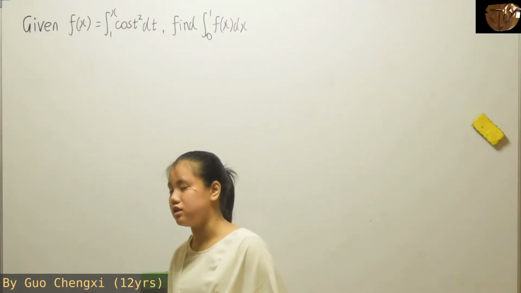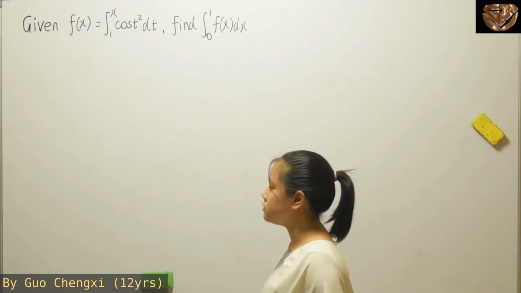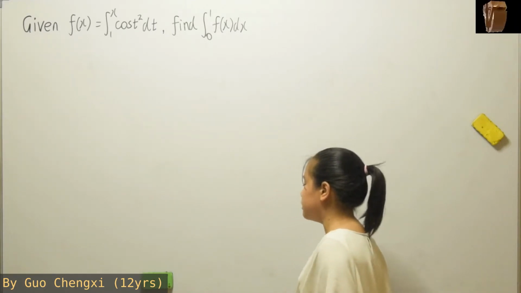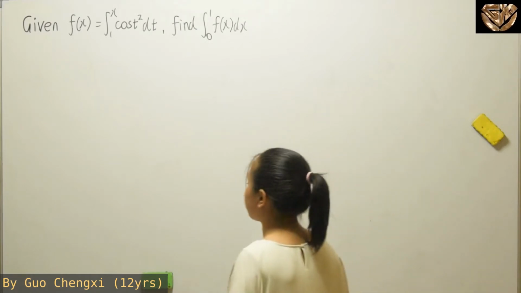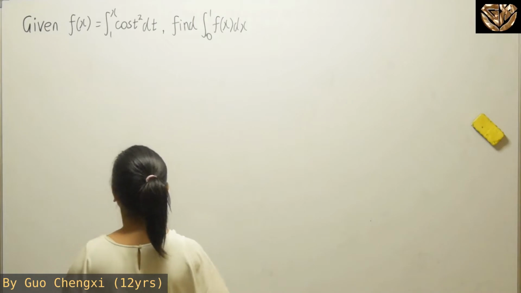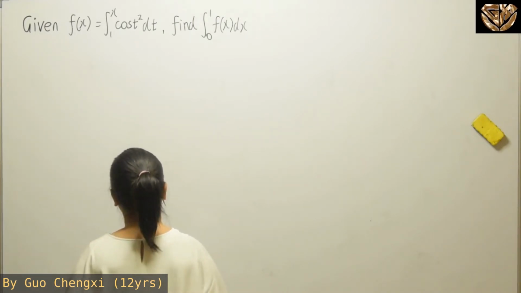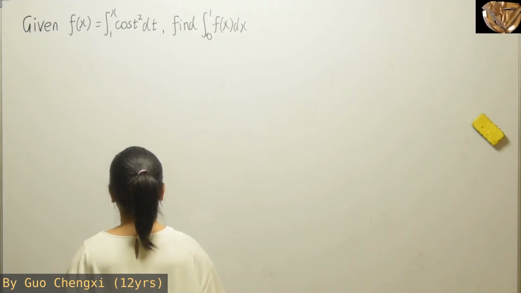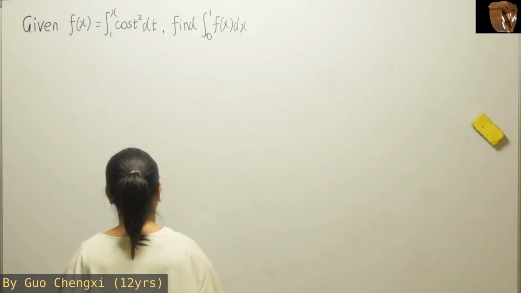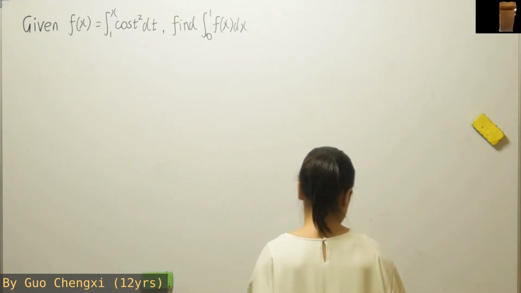For this lesson, we'll be continuing on with the techniques and applications for definite integration. We'll be having even more examples. So, our example for this lesson is: given f(x) equals the integral from 1 to x of cosine t squared dt, find the integral from 0 to 1 of f(x) dx.